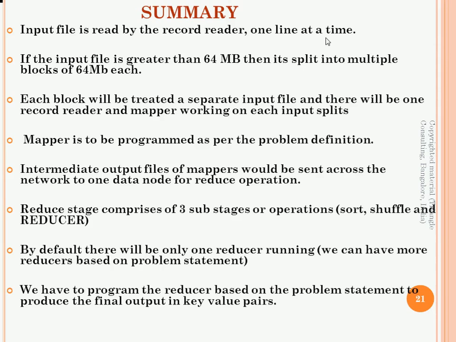What exactly the mapper does on an input split can be programmed as per the problem definition. The intermediate output files of all the mappers are sent across the network to one data node for the final reduce operation. The reduce stage consists of three substages: the first is the sort, the second is the shuffle, and the third is the reducer logic.